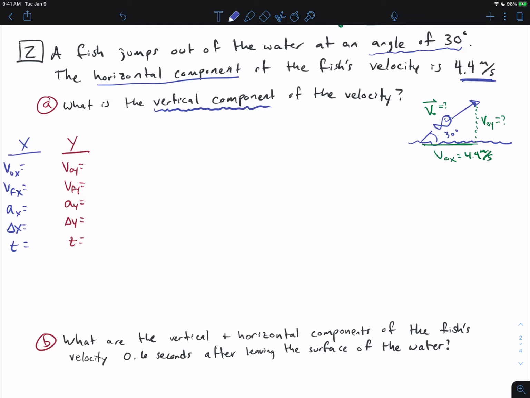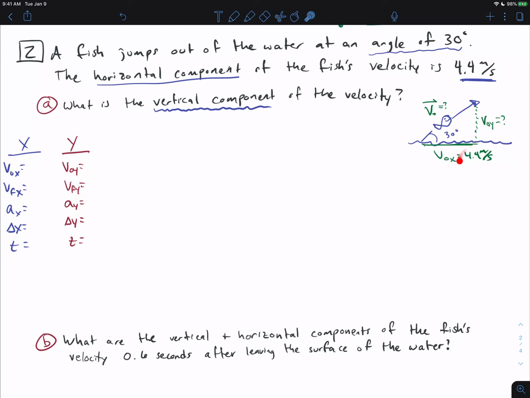So what we need to do is keep all of our information separate in the x direction and in the y direction. The reason why we need to do this is because when we work with our kinematic formulas, we have to work with either x or y. We don't mix them. The only thing that mixes here is time. Okay? So in the first one, this is just like our vector example, should be fairly straightforward. We know our angle and we know the horizontal component of our velocity. We need to find the vertical component of our velocity.